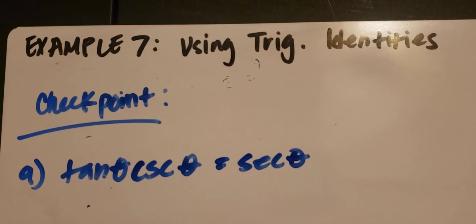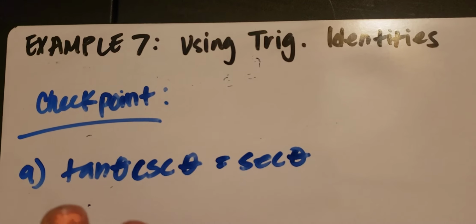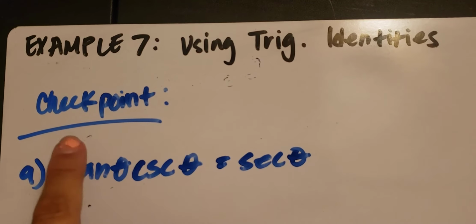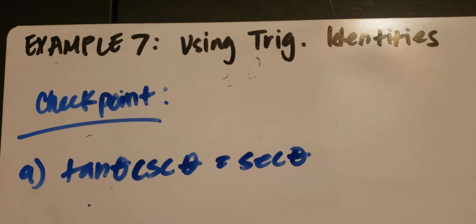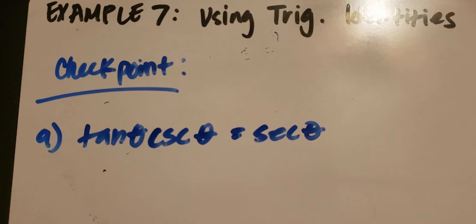All right, boys and girls, now we're moving on to example 7. It's still using trig identities, but now it's a little bit different. The one that I'm going to do with you is checkpoint, and basically it says use the trig identities to transform one side of the equation into the other.